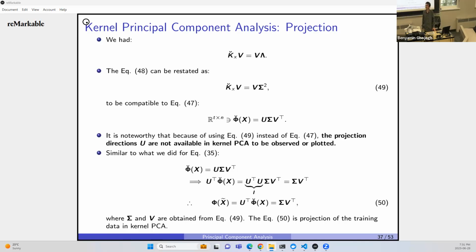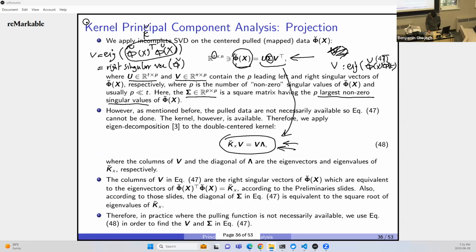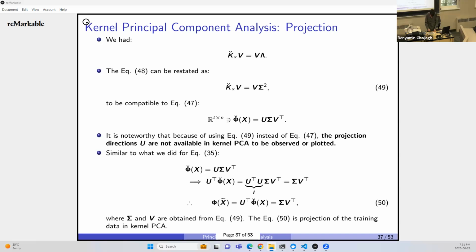Do you remember, according to the preliminaries, what Sigma was here? The singular values. What is Lambda here? The eigenvalues of K hat. What is the relation of Sigma and Lambda? According to the preliminaries, you can write Lambda as Sigma squared, right? We already proved that in the preliminaries. And as I always say in my courses, preliminaries are the most important things. I always refer to them. Okay, then what happened?